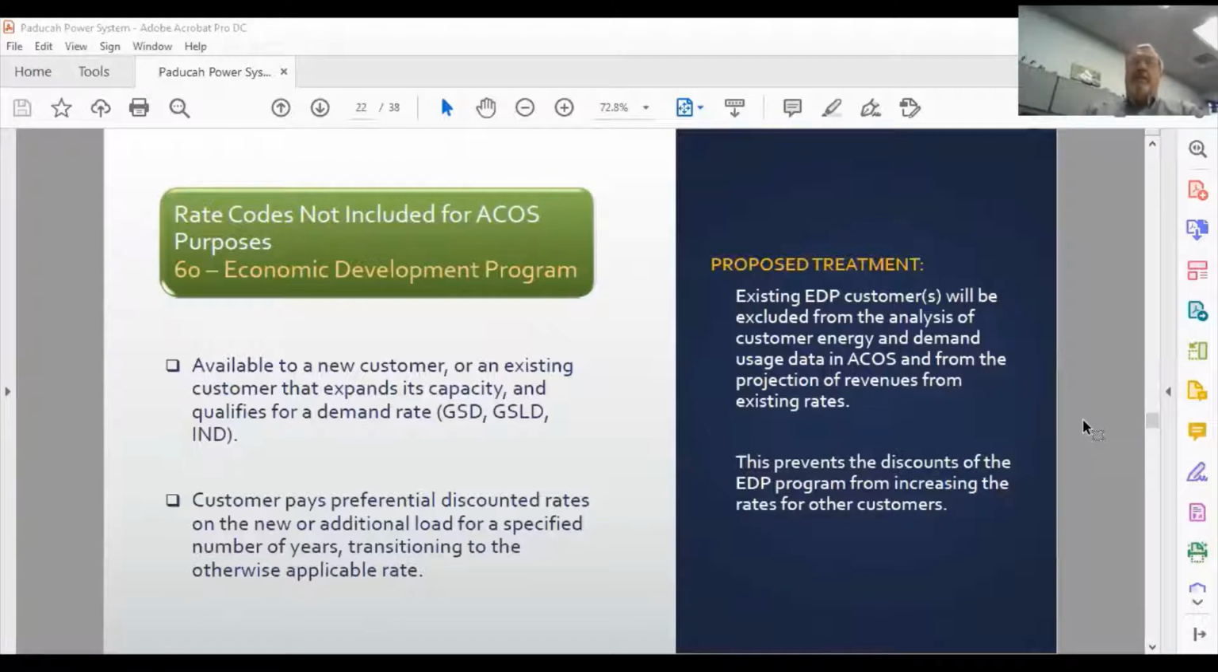And the idea here is that we want to offer them a discount, but we don't want to increase the rates for anybody else in order to give them a discount. So we're going to treat them as if they don't exist, allocate the cost and design the rates without them in the rate class, and then phase them into those rates that were developed based on our cost of service.